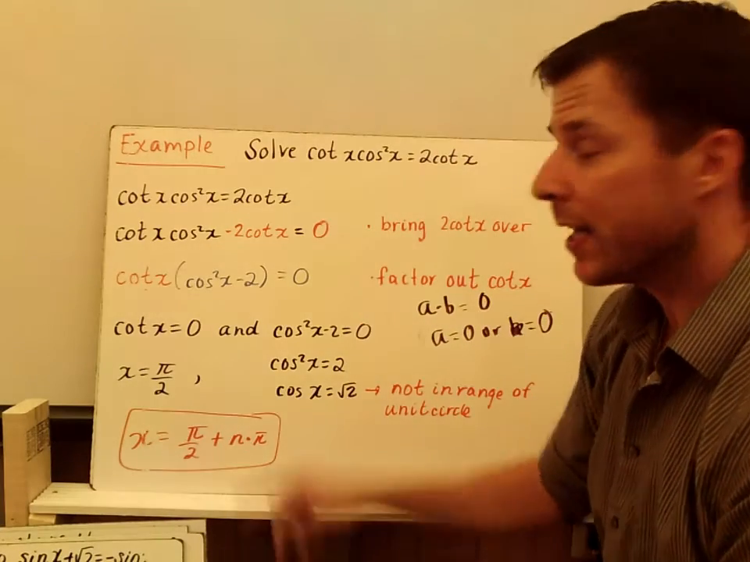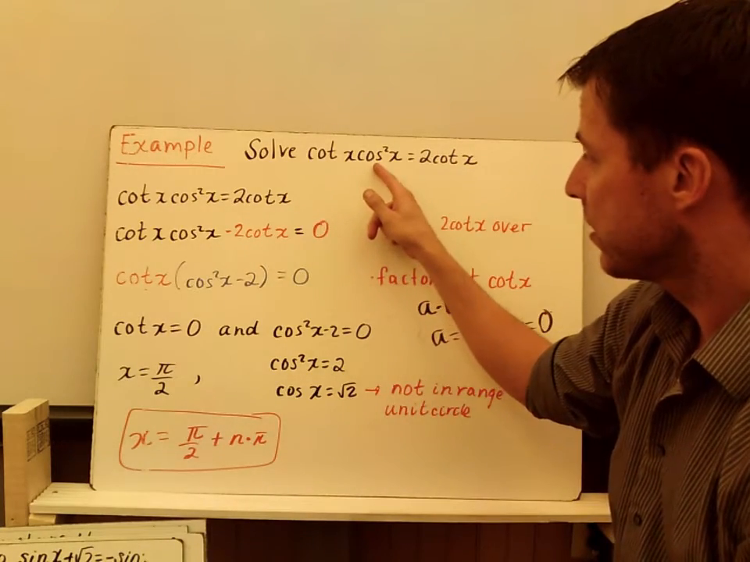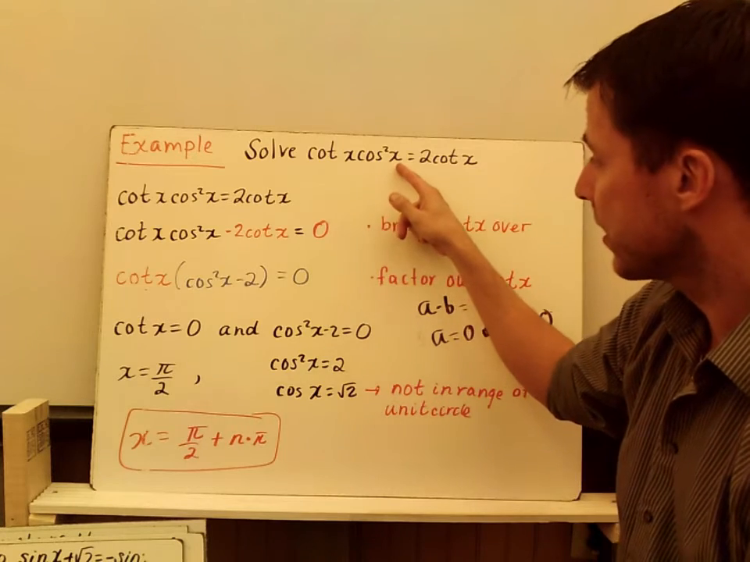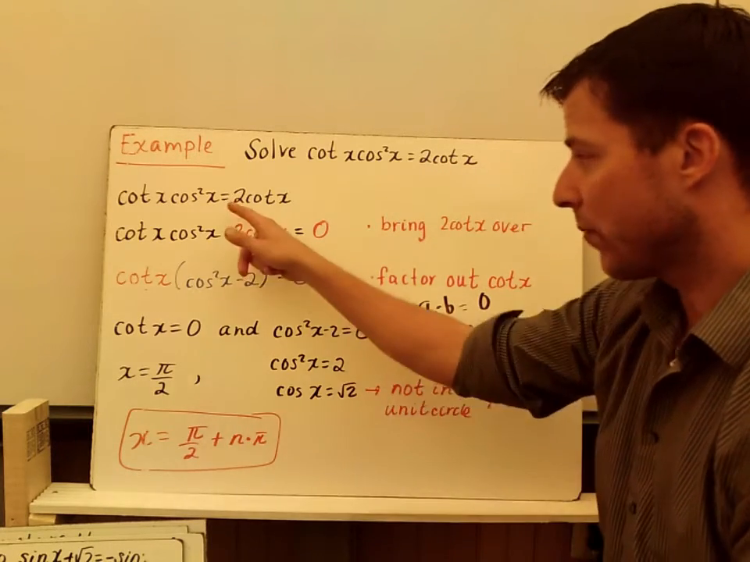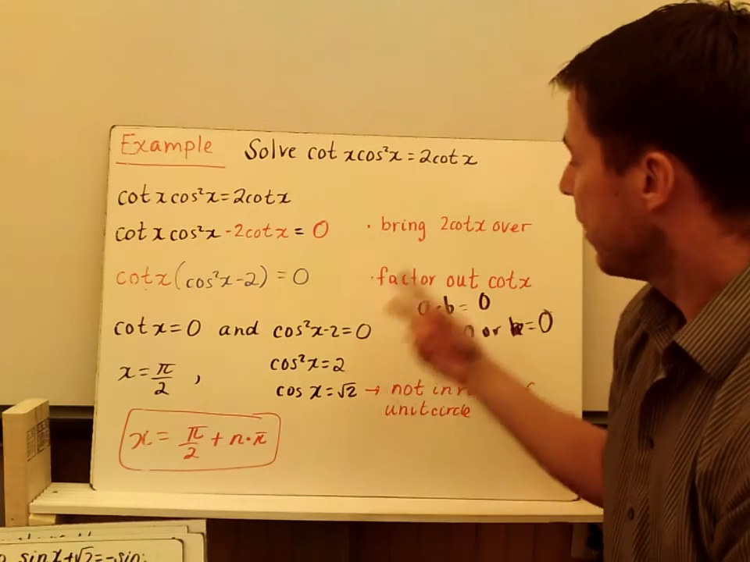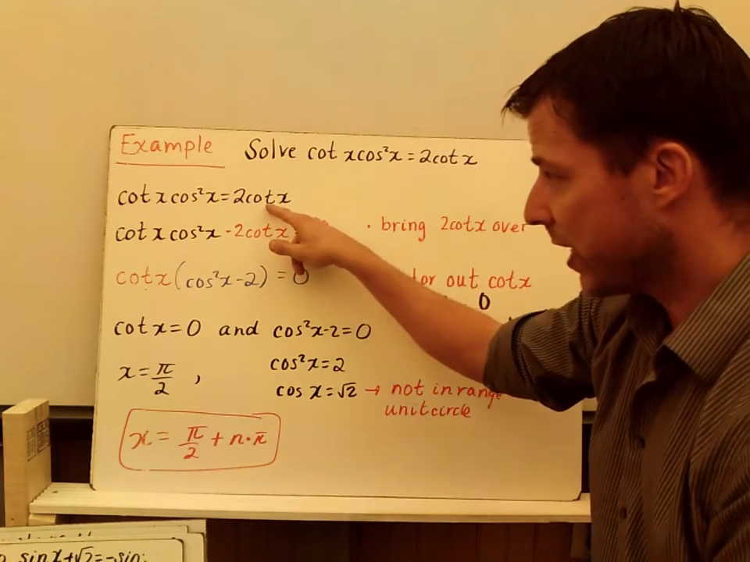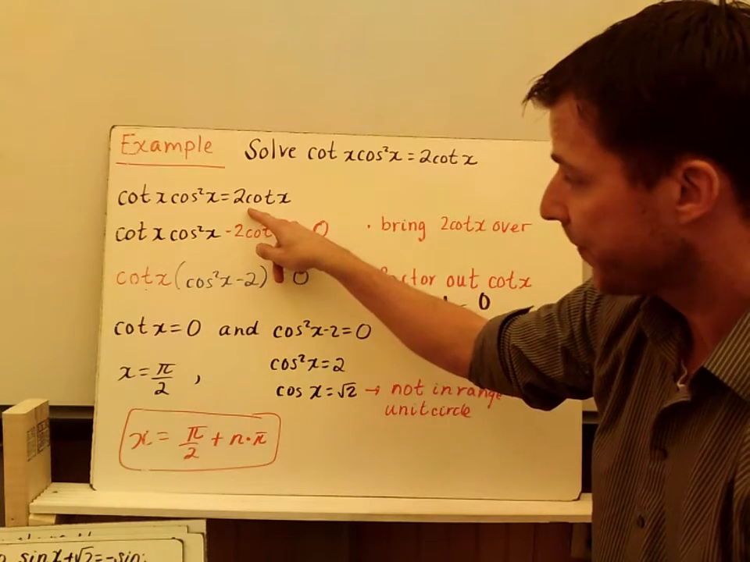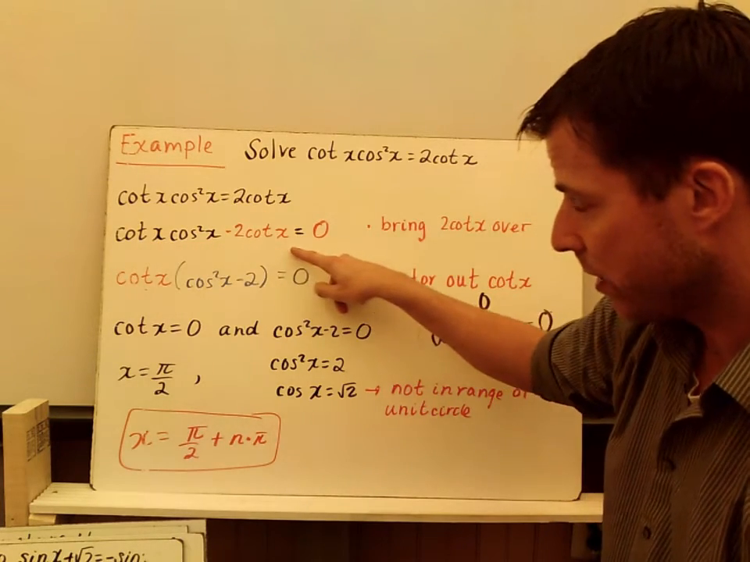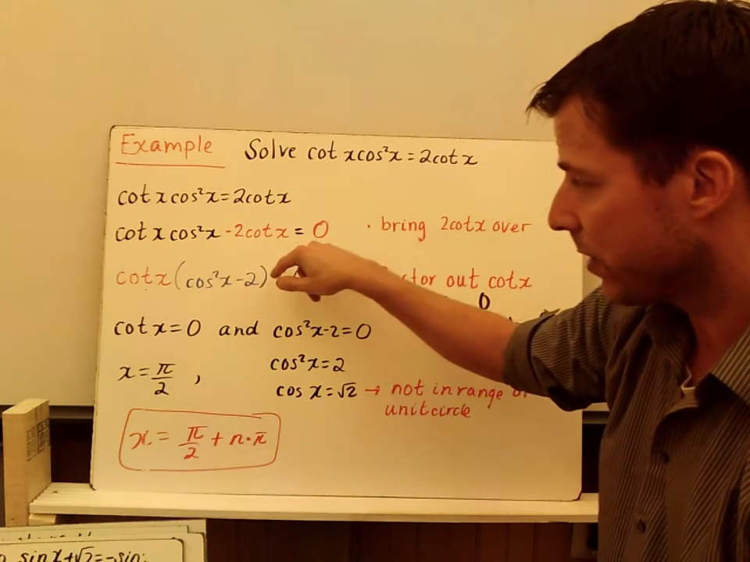All right, this example, solve cotangent x times cosine squared x equals 2 cotangent of x. Again, I write my original equation. This time I'm going to bring the 2 cotangent over, because I have a cotangent here and a cotangent here. I want them on the same side. I go ahead and do that here. And I have 2 terms equal to 0.